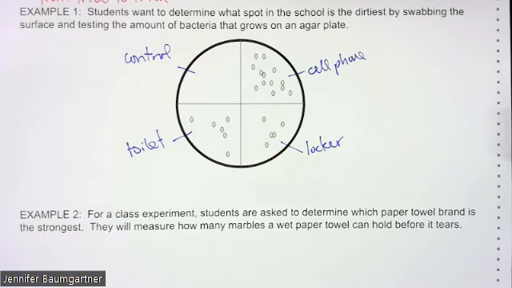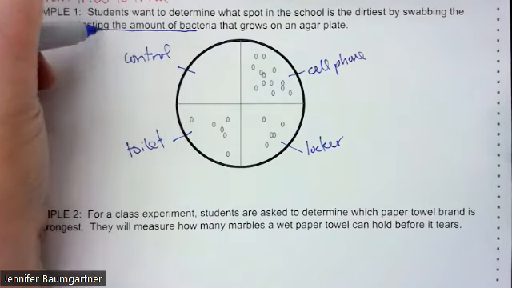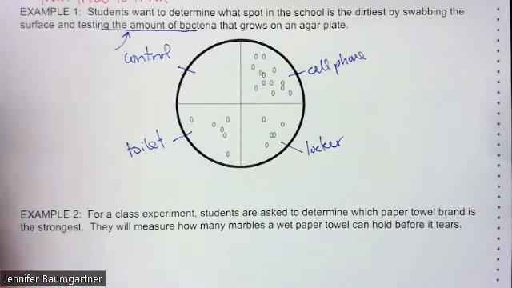So, what are my independent, dependent, and controlled variables? Take a second and see if you can figure that out. Pause the video if you need to. Okay, so what do you think? What is it that we're measuring? So the amount of bacteria here is what we're measuring. So this is going to be the dependent.